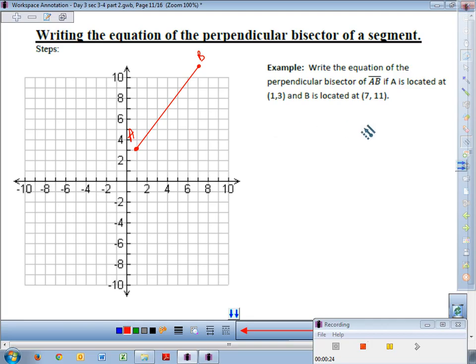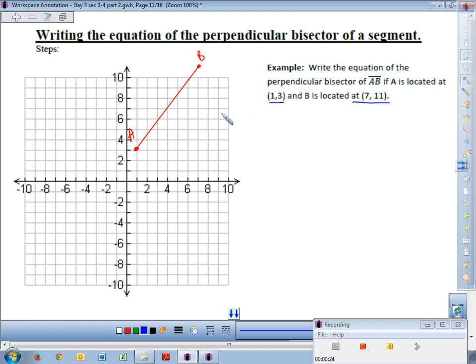Because many times kids are like, I don't understand what we're doing. I just don't see what's going on here. So I'm going to show you what's going on. So here's the question. This is on the back side. Write the equation of the perpendicular bisector of segment AB. Notice I have segment AB. If A is located at 1, 3, which is plotted, and B is located at 7, 11, which is plotted. So here's actually where segment AB is. Notice it's oblique. The x's were not the same and the y's were not the same.